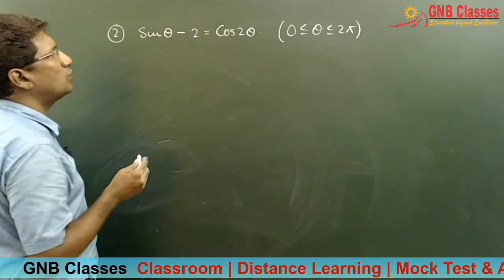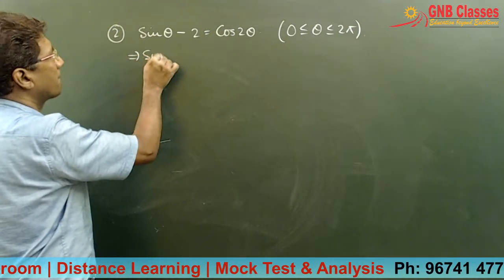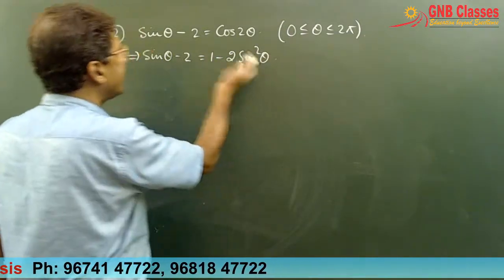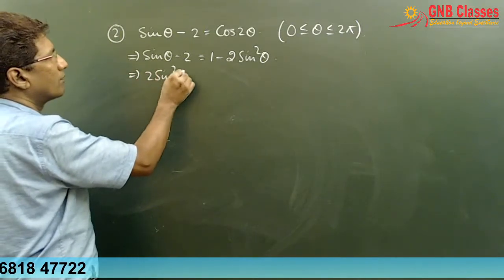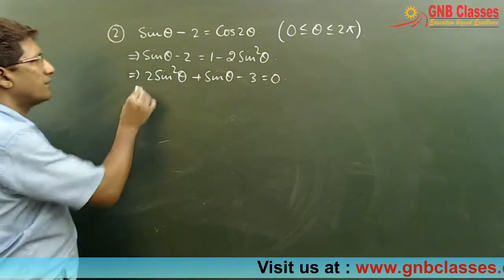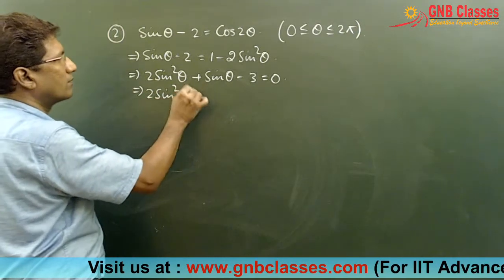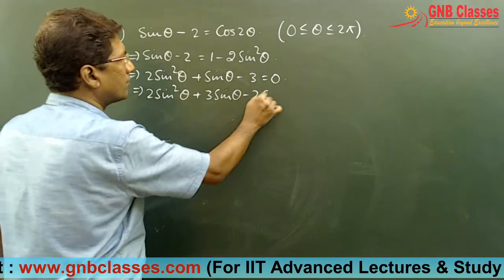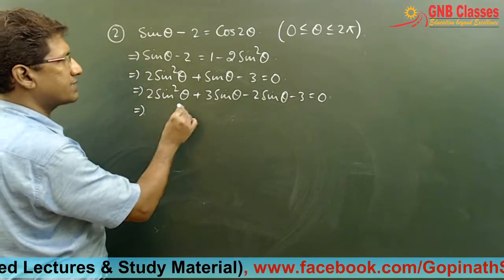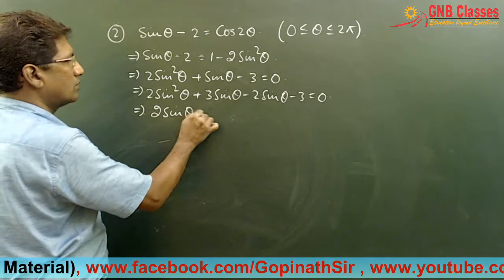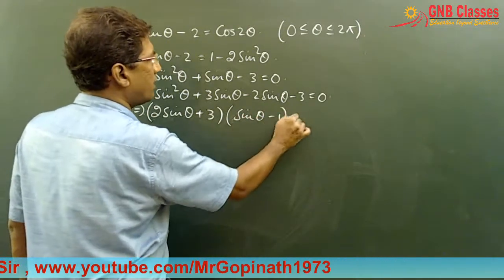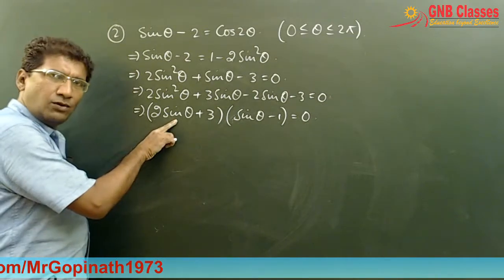Okay, so for this one, what we do is, cos 2 theta can be written in terms of sine. Take everything in the left hand side. Okay, so what we are getting? So we are getting here 2 sine theta plus 3 into sine theta minus 1 equals 0. Is it clear? So either this is 0 or this is 0.